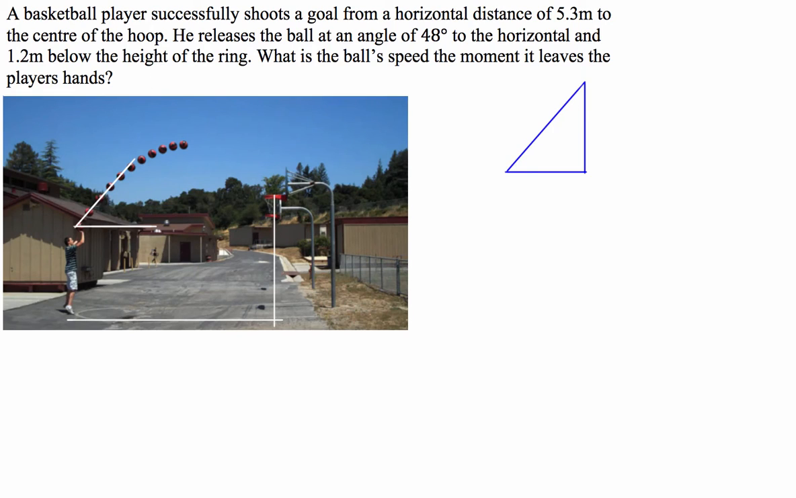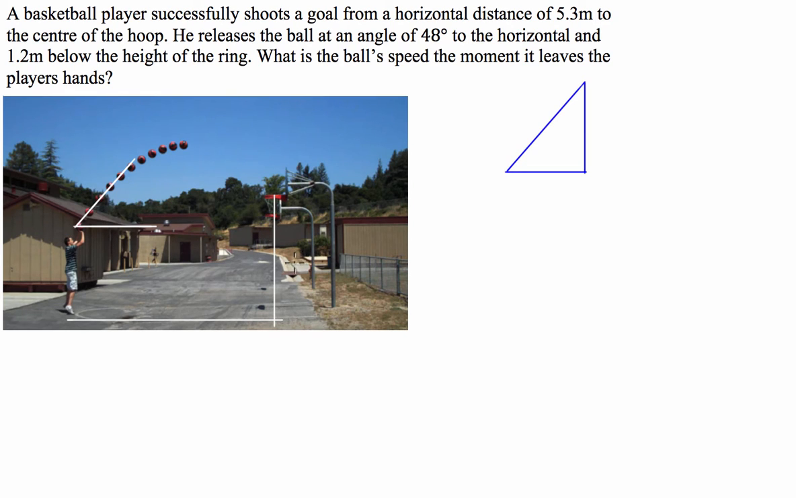Hey guys, I've been given an interesting projectile motion question today to look at. The question says a basketball player successfully shoots a goal from a horizontal distance of 5.3 meters to the center of the hoop. He releases the ball at an angle of 48 degrees to the horizontal and 1.2 meters below the height of the ring. What is the ball's speed the moment it leaves the player's hands?